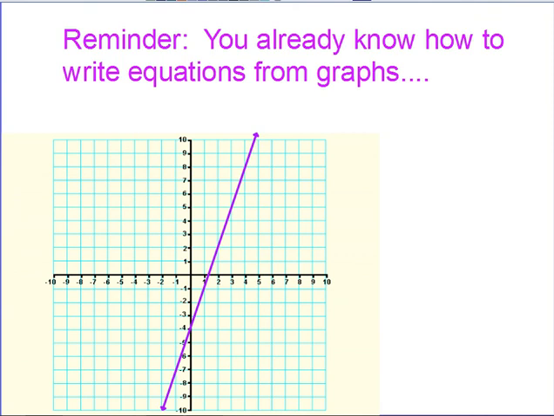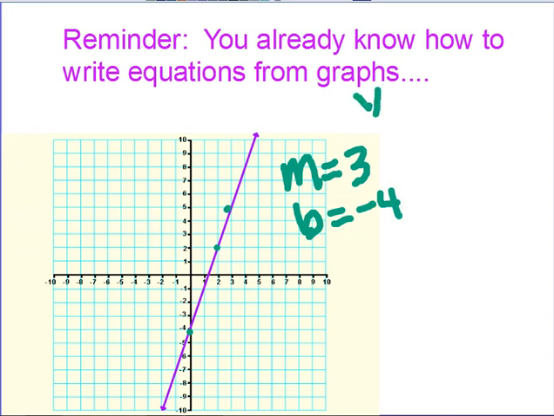So for instance, on this graph, remember I have to find 2 points that are on the grid. From point to point, I went up 3, right 1. So 3 over 1 makes my slope 3. My y-intercept is all the way down here at -4, so b is -4. And then I simply plug them into my equation, y equals mx plus b. Y equals 3x minus 4.